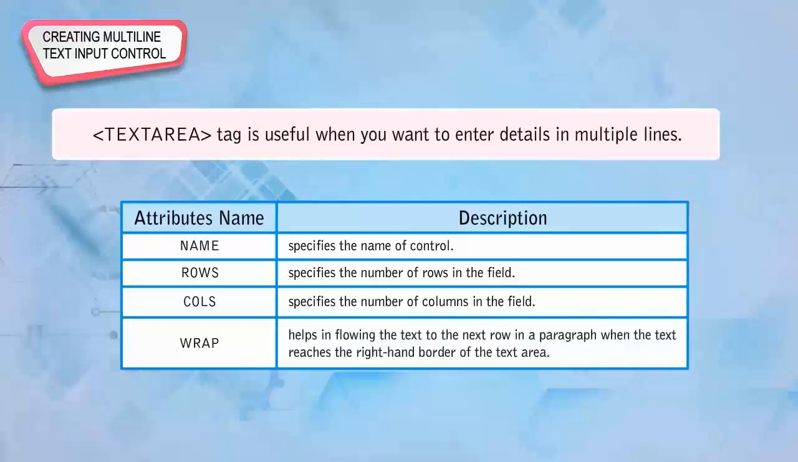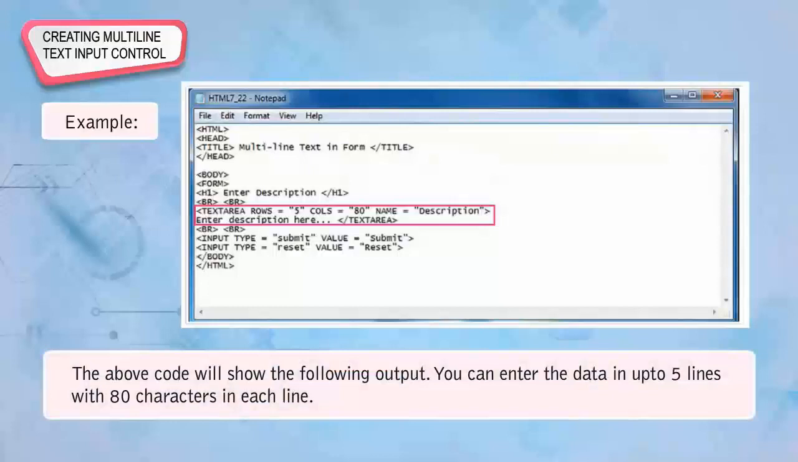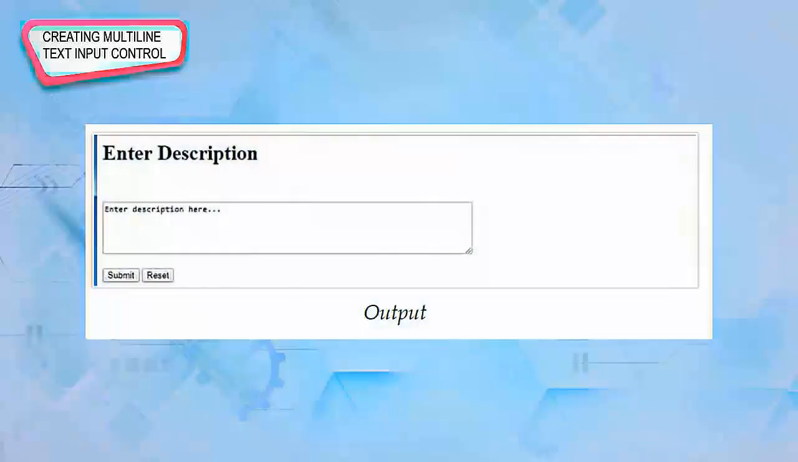Wrap helps in flowing the text to the next row in a paragraph when the text reaches the right-hand border of the text area. Format: textarea rows is equal to number of rows, cols is equal to number of columns. Example. The above code will show the following input. You can enter the data in up to 5 lines with 80 characters in each line. Output.